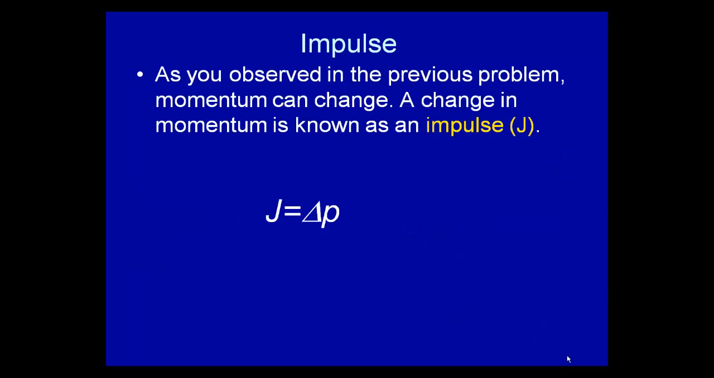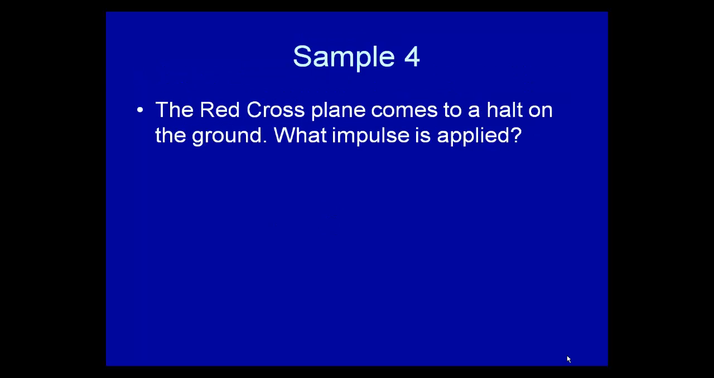Now, impulse. As you observed in the previous problem, momentum can change. A change in momentum is known as an impulse, and for impulse we're going to use the letter J. So J is equal to delta p. So the Red Cross plane comes to a halt on the ground. In other words, it lands. What impulse is applied? So J is equal to delta p, so J is equal to p final minus p initial.